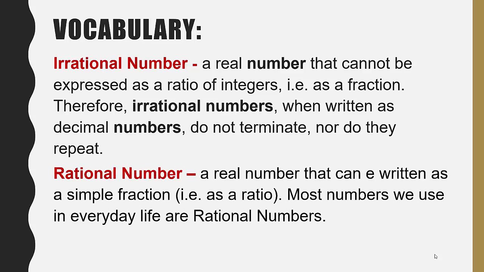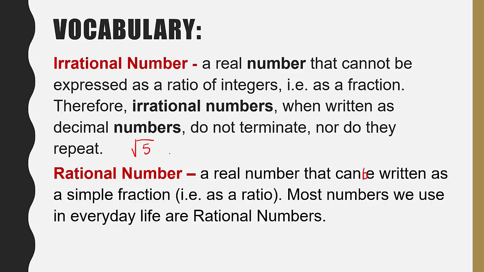A rational number is a real number that can be written as a simple fraction. Most numbers we use are rational numbers. So, an example of an irrational number is something like this. If you have the square root of 5, we can't write that as a fraction. If we were to type that into a calculator, it would be a never-ending decimal that does not repeat.